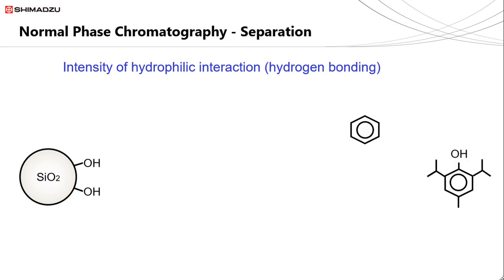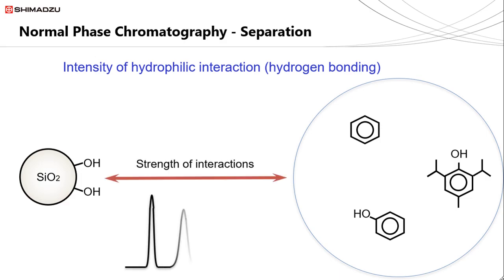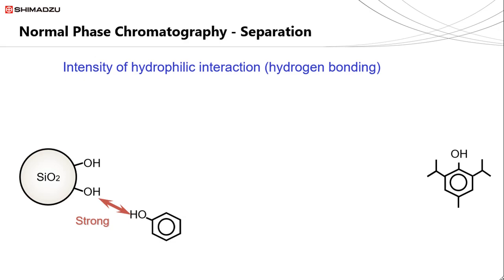In this example, we have 3 compounds that we will study to look at the strength of interactions to best understand normal phase chromatography. Here we have structure 1, which is benzene. This will have very weak interactions with the stationary phase in normal phase chromatography. Structure 2, phenol, shows the addition of the alcohol group, increasing the strength to have strong interactions.